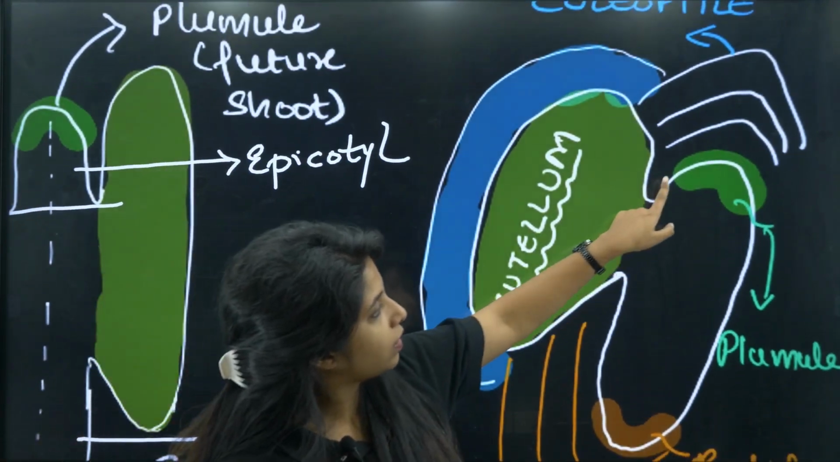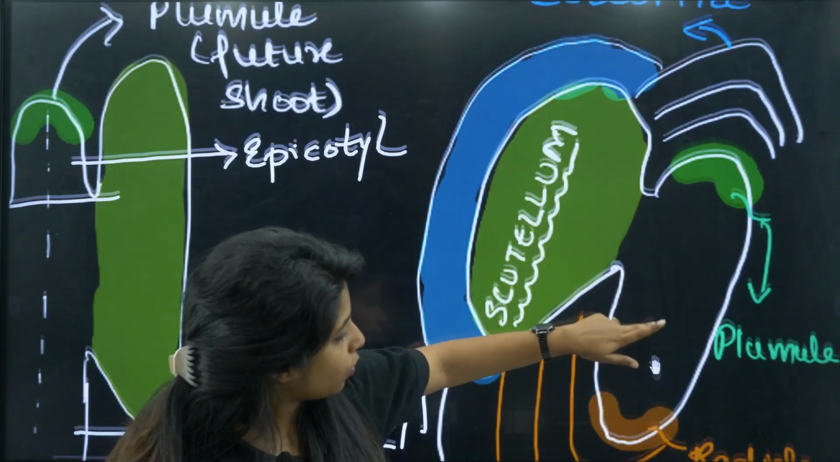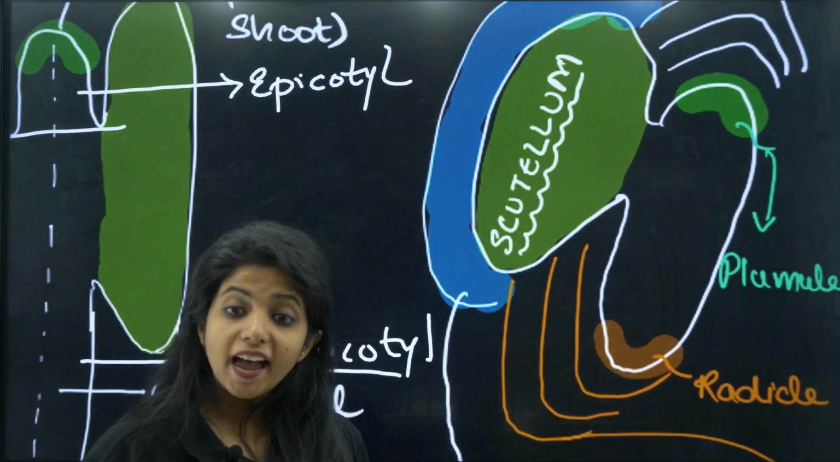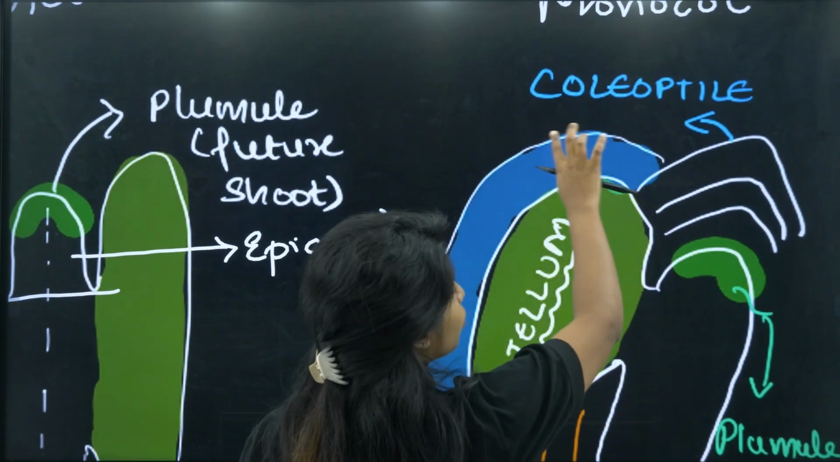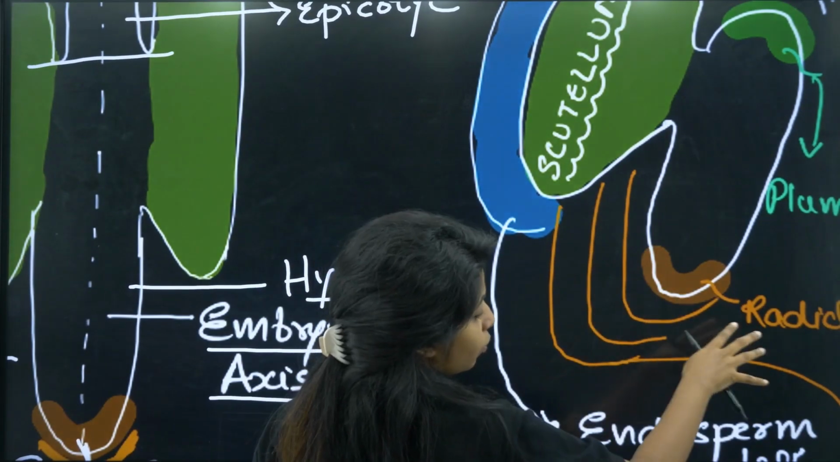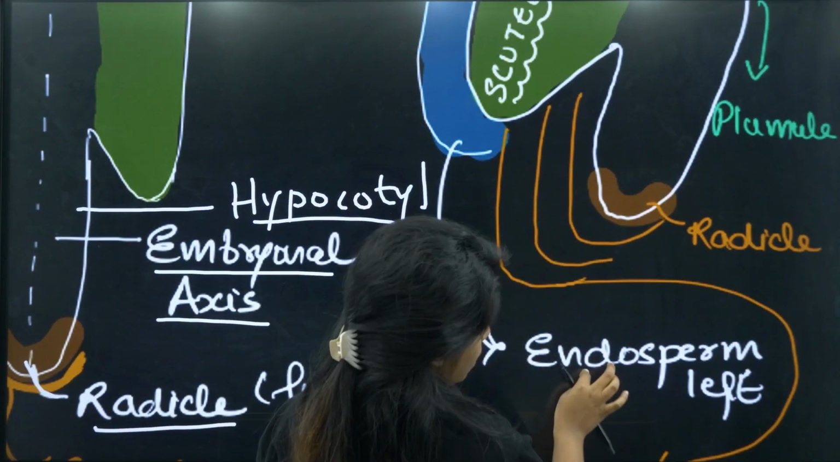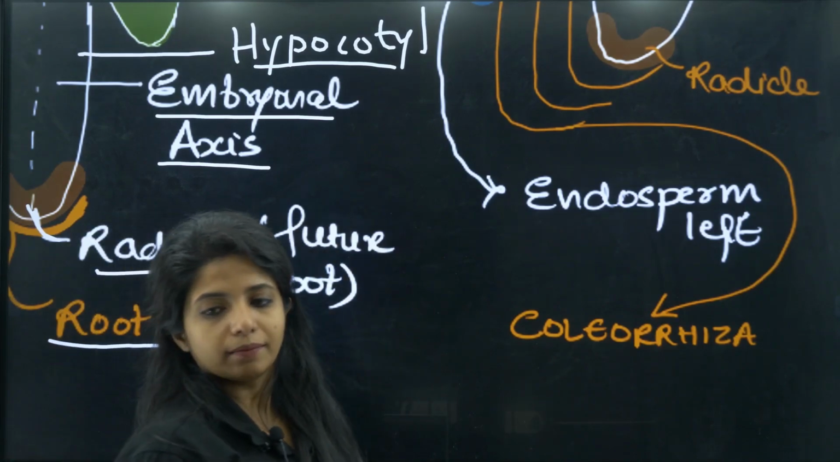Now here also they will have epicotyl and hypocotyl. The upper end will be known as plumule, the lower end will be known as radicle. Surrounding them there is an undifferentiated sheath which is known as coleoptile. So the plumule is surrounded by coleoptile. The lower part is surrounded by something known as coleorhiza.